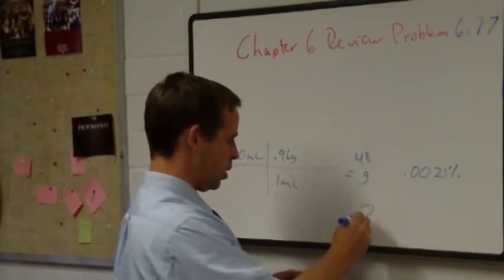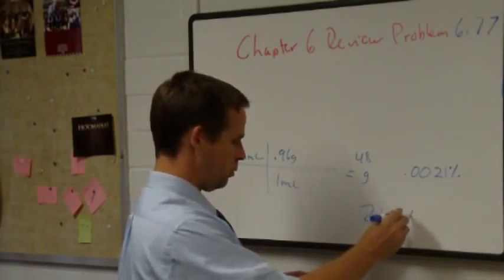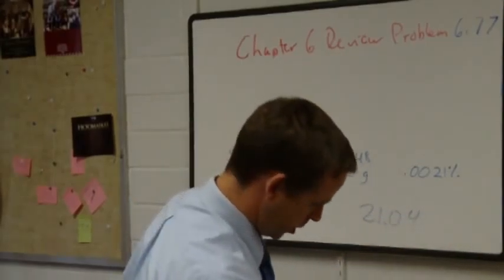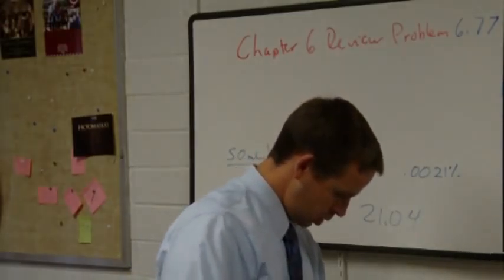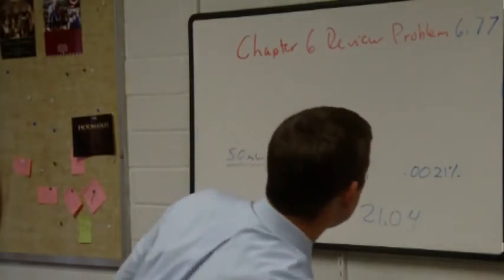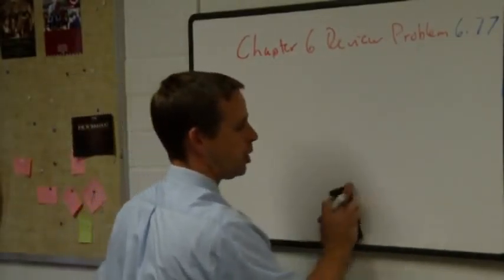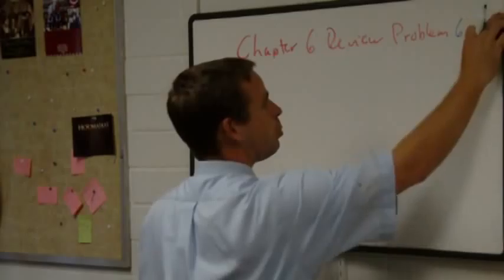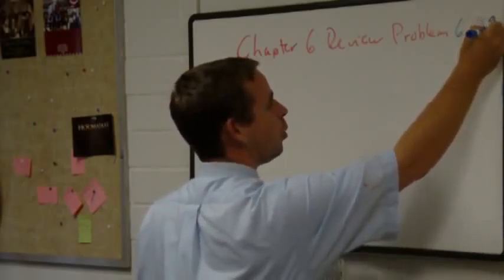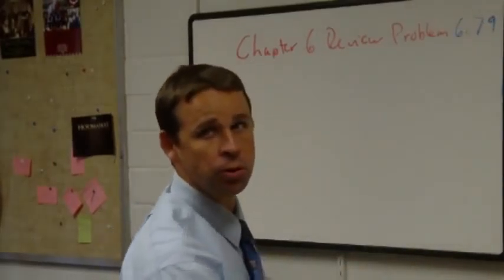And we get 21.04 parts per million. Okay, so that's number 67. Pretty high parts per million sulfite or sulfur dioxide.